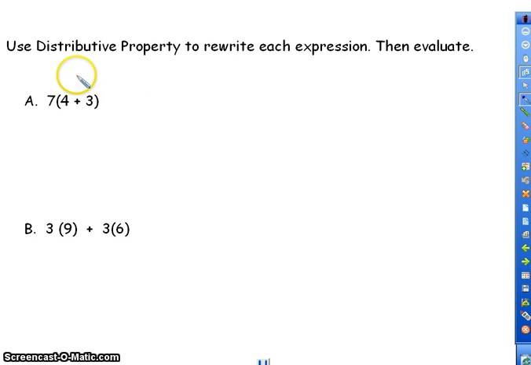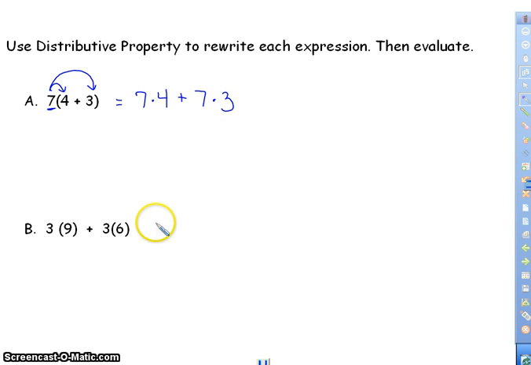So what we're going to do is you're going to first start off with using the distributive property to rewrite each expression. Now we're just rewriting the expression to begin with. Then you evaluate. So this is a two-part problem. I take the number on the outside of the parentheses and I distribute it. So I get 7 times 4 plus, because it's addition, okay, 7 times 3. So that's the first part. That's rewriting the expression. Now I'm going to solve it. So 7 times 4 is 28. 7 times 3 is 21.